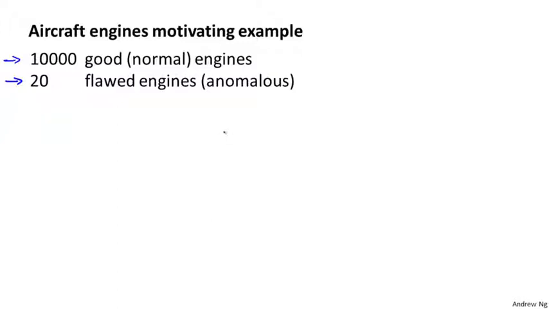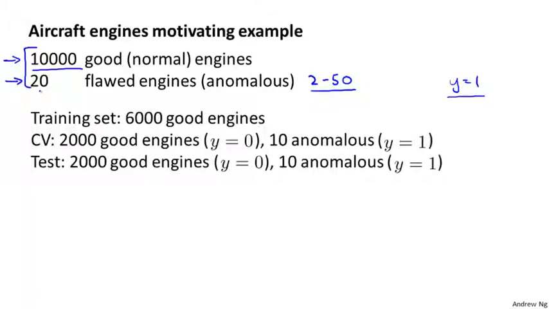And for a pretty typical application of anomaly detection, the number of known anomalous examples, that is with y equals 1, anywhere from 20 to 50 would be a pretty typical range. And usually we'll have a much larger number of good examples. So given this data set, a fairly typical way to split it into the training set, cross-validation set, and test set would be as follows.